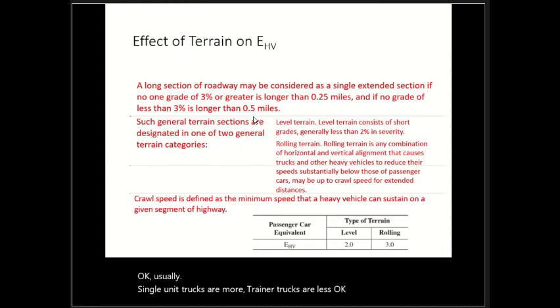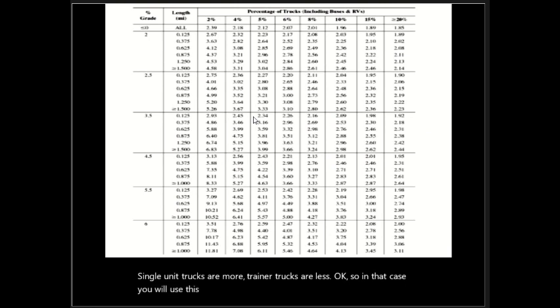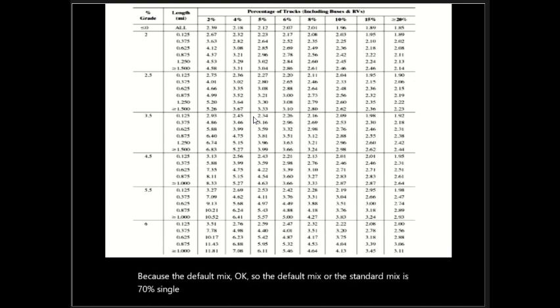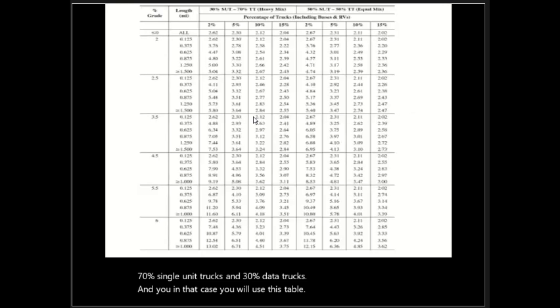So in that case you will use this table. This table where they did not mention the mix of heavy vehicles, we call it the default mix. The default or standard mix is 70% single unit trucks and 30% trailer trucks, and in that case you will use this table. If both are equal, 50% trailer trucks and 50% single unit trucks, then you will use that side of the table.